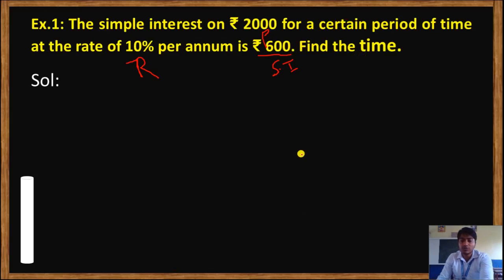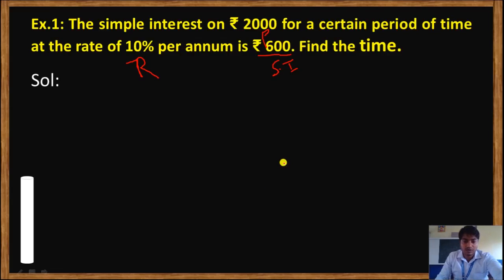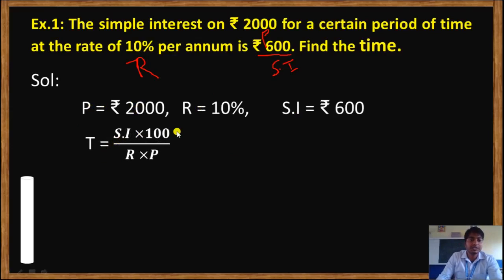So what is the formula to find time? Here we are given principal, rate and simple interest. Then the formula for time equals simple interest into 100 by rate into principal. Now use the values here. Simple interest is given 600 into 100 by rate 10% into principal. Principal is given 2000. Now reduce the terms.